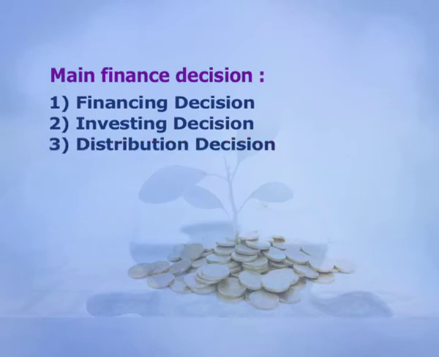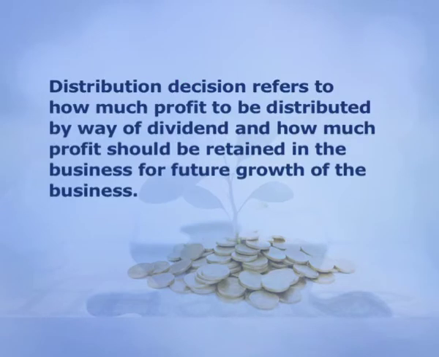The third decision, distribution decision, refers to how much profit is to be distributed by way of dividend and how much profit should be retained in the business for future growth of the business.